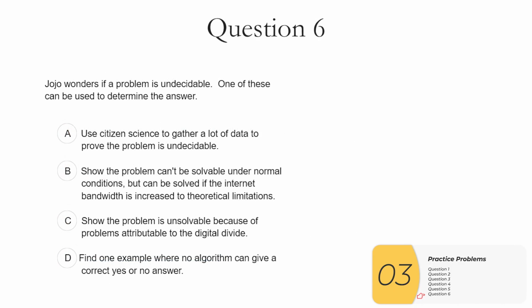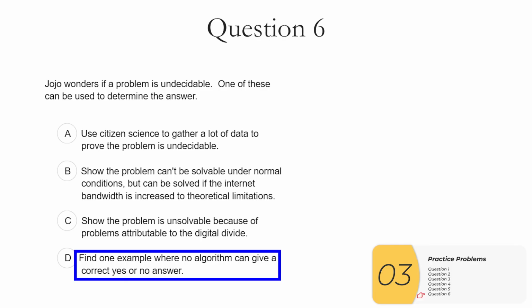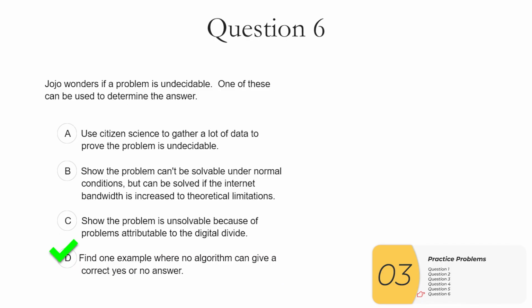Question 6. Jojo wonders if a problem is undecidable. One of these can be used to determine the answer. So once again, with undecidable problems, you don't really need to know what's going on. You just need to look for the correct phrase. No algorithm can give a correct yes or no answer every time. So the answer we know right away is going to be D, but let's look at the others.